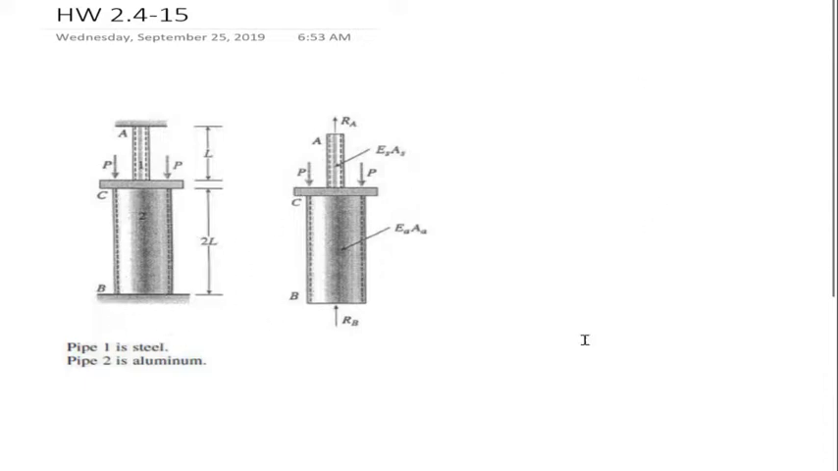Alright, here we have the free body diagram of this system where we have the reaction acting on A from pipe 1 to the wall, and the reaction acting on B from pipe 2 to the wall. And here we have the two loads P that go down.